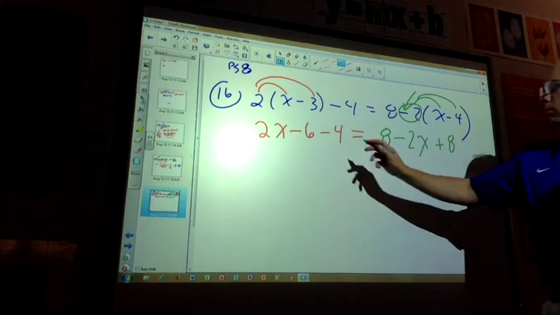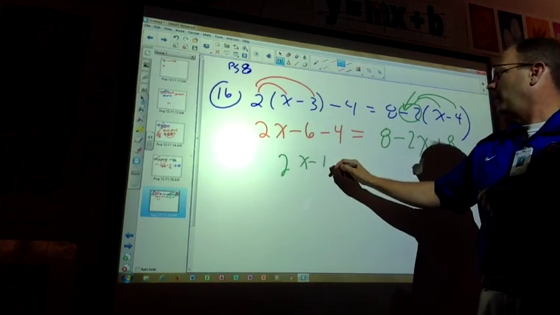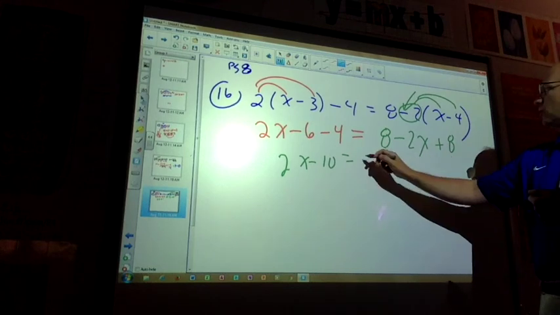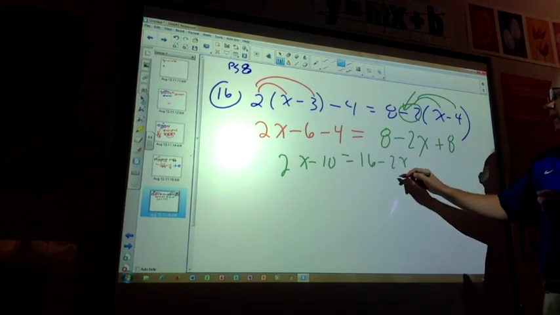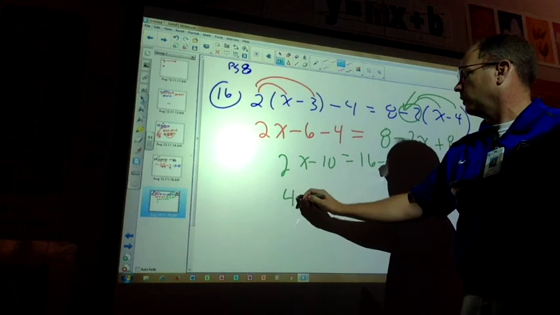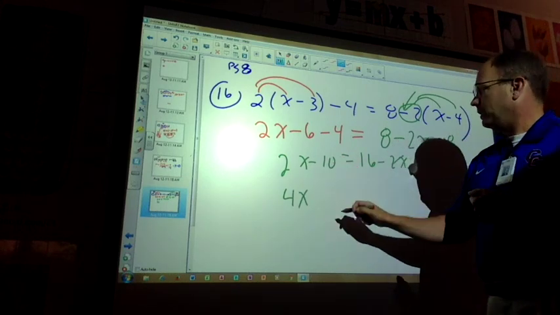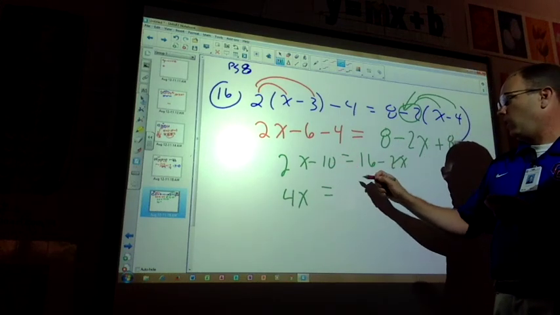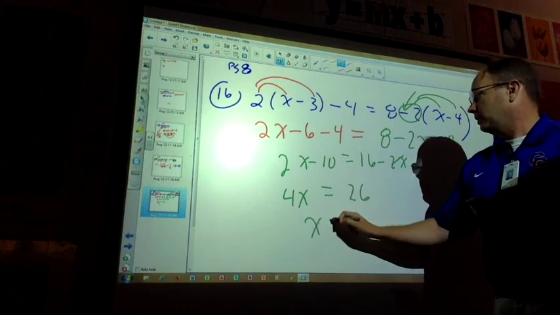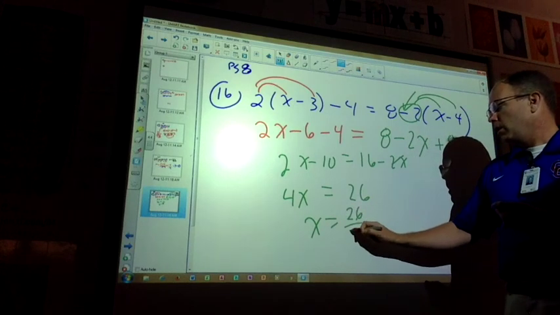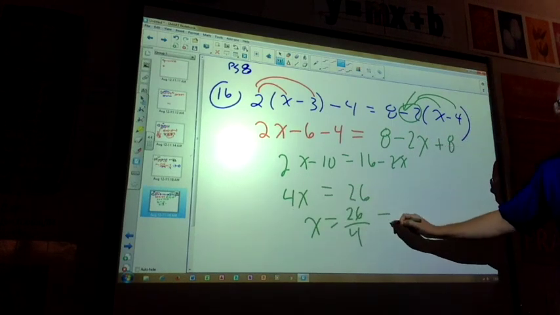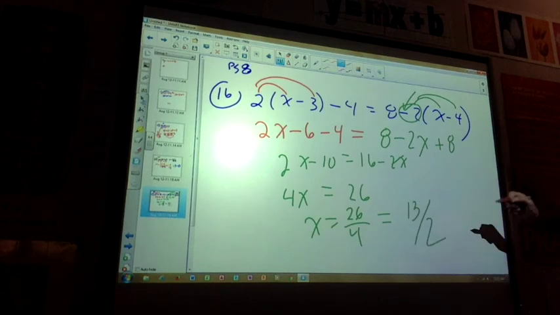Okay. And then if I just work out the rest, that's 2x minus 10 equals 16 minus 2x. So I'm going to add 2x, so I get 4x over here. I'm going to add 10, so I get a 26 over here. And x is equal to 26 over 4, because I would divide it, and that gives me 13 over 2. Is that okay? Cool. What else?